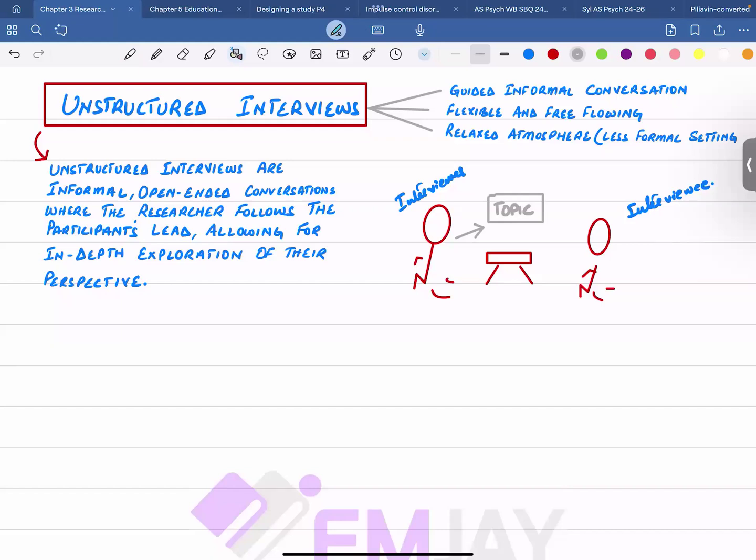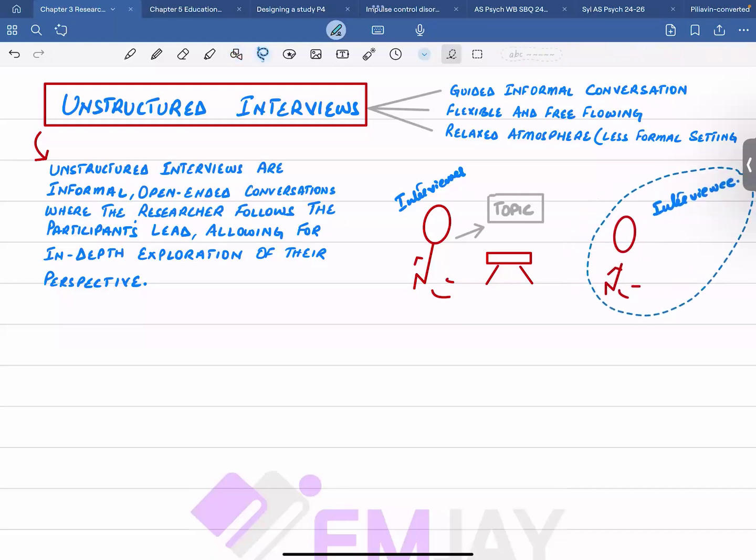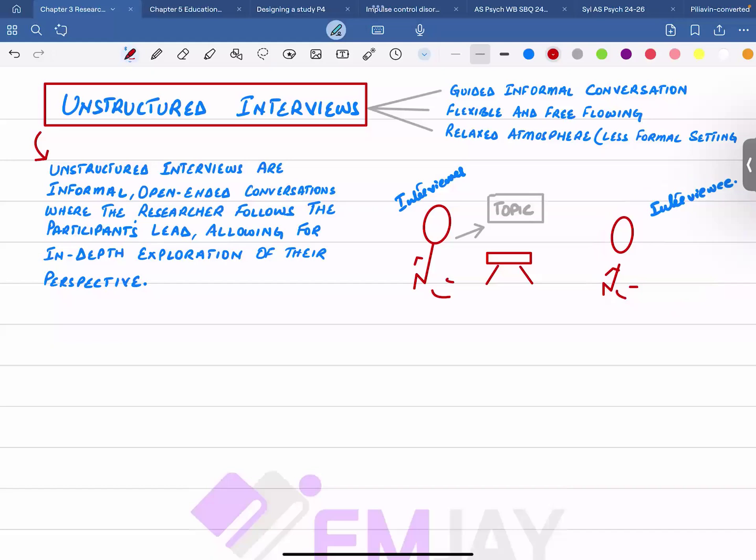So the interview just shares the topic, and whatever the interviewee's perception is, whatever the interviewee's perspective is on that particular topic, is discussed. Not even discussed, because I'd rather say the interviewee is given an option of speaking whatever they feel like about that particular topic. So yeah, we're talking about unstructured interviews over here.